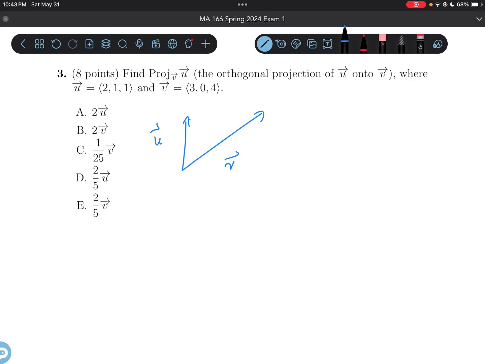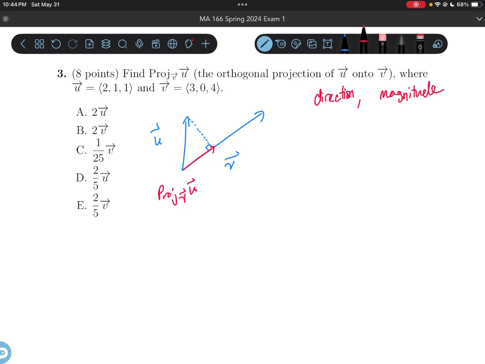by drawing an altitude, essentially a line that makes a right angle with the vector v, from the tip of u down to v. This line segment makes a right angle. This endpoint over here, this vector that I drew in red, that is the projection of u onto v. Okay, so to find the value of this vector, we only have to do 2 things. We just need to find the direction and the magnitude.